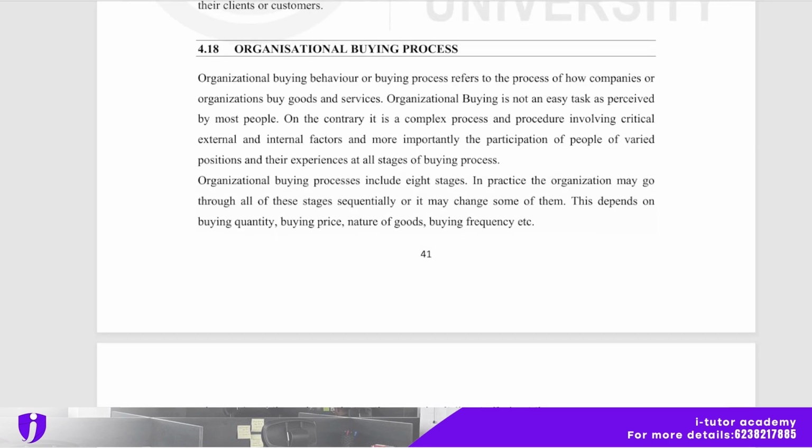And organizational buying process. Organizational buying behavior or buying process refers to the process of how companies or organizations buy goods and services. Organizational buying is not an easy task as perceived by most people, right?